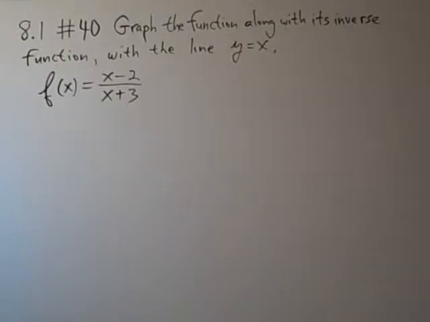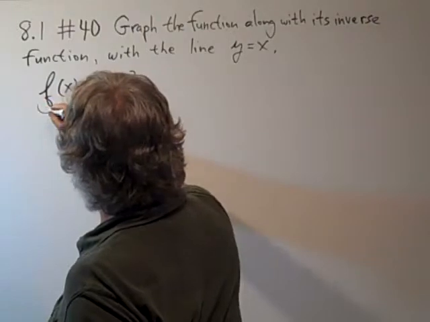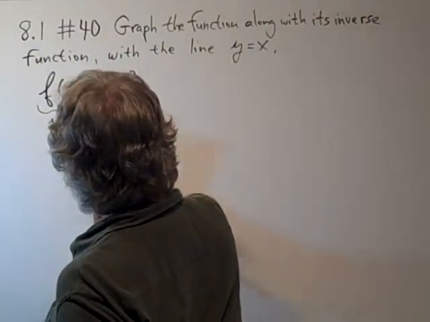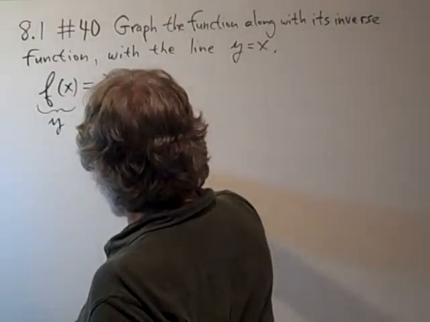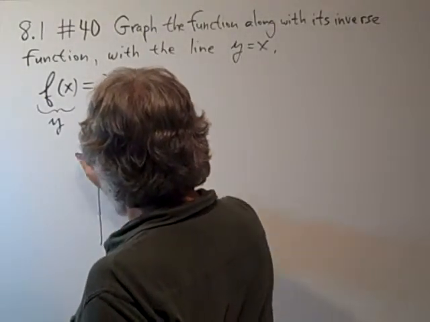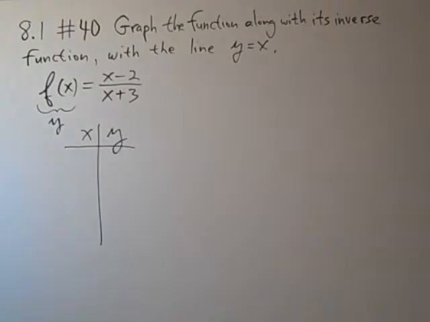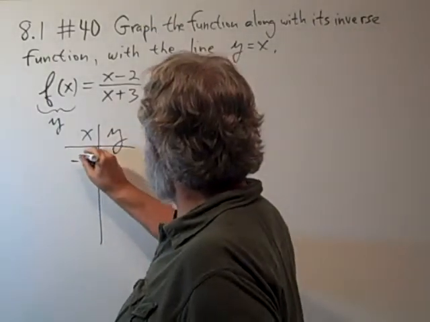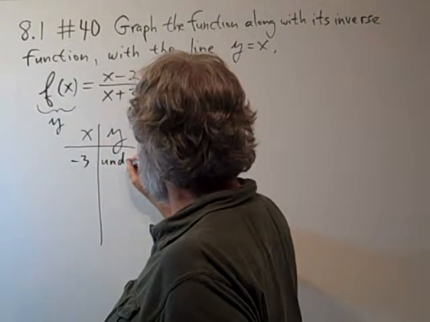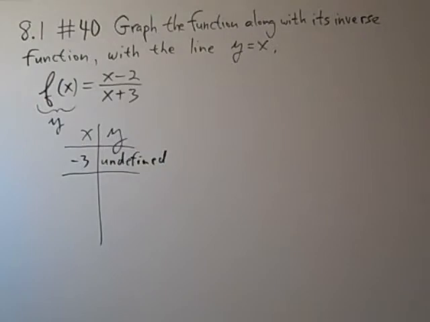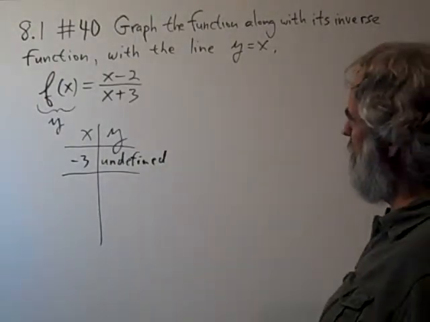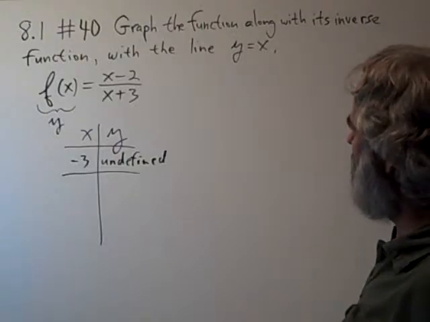Okay, to graph this function, remember, think of f of x as being the same as y. So we need some xy pairs that are on this function's graph. And notice at negative 3 there's a problem. When x is negative 3, y is undefined. That's important to know. And that'll be a vertical asymptote for this function, in fact. But anyway, let's find some other points.